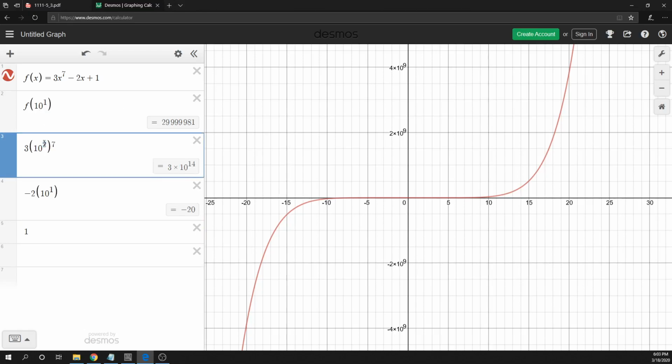If I plug a 10 squared in there, that is a 3, right, followed by 14 zeros. If I plug 10 squared in there, that's minus 200. So you can see this is dwarfing that, right? And even if I make this a big number, like say 20,000, this is minus 2 times 10 to the 6th right here. It's still way bigger than this number.